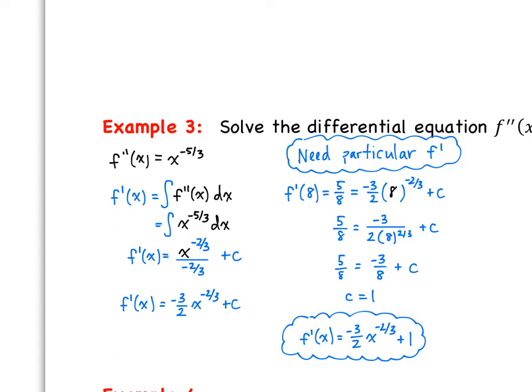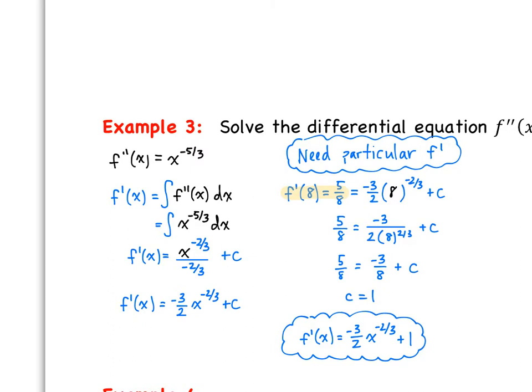Now, they gave us information that f prime of 8 equals 5/8. So we're going to use that piece of information to plug in 8 for x and set it equal to 5/8 and solve for c. When we do that, we will get c to be 1. So then we're able to find that f prime is equal to negative 3/2 x to the negative 2/3 plus 1. But I'm not done.